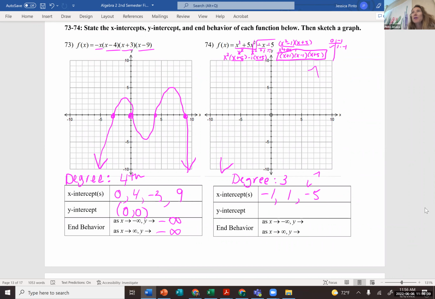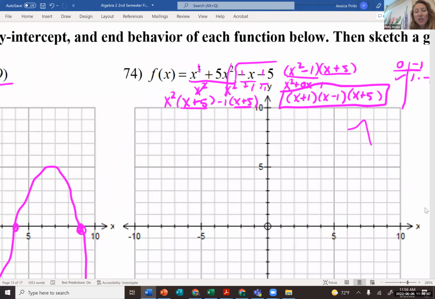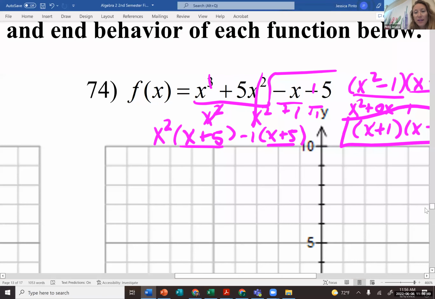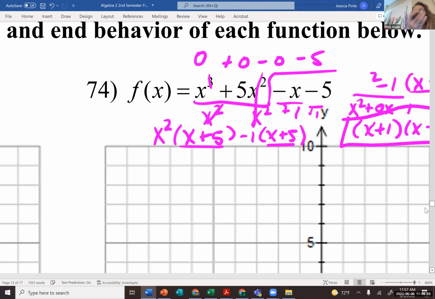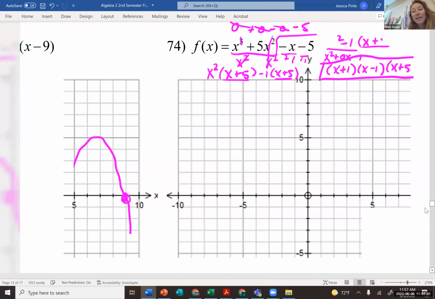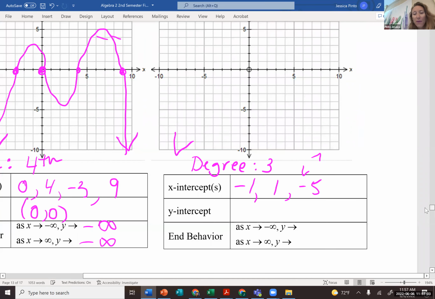The y-intercept is what you get by plugging in 0 for x. And it's actually easiest to do that in the original equation. Coming back to this original equation, if I erase the work that I did so I could see it a little bit better, it's 0 plus 0 minus 0 minus 5, right? I plug in 0 for x and all these turn to 0. So my answer for the y-intercept is 0, -5.